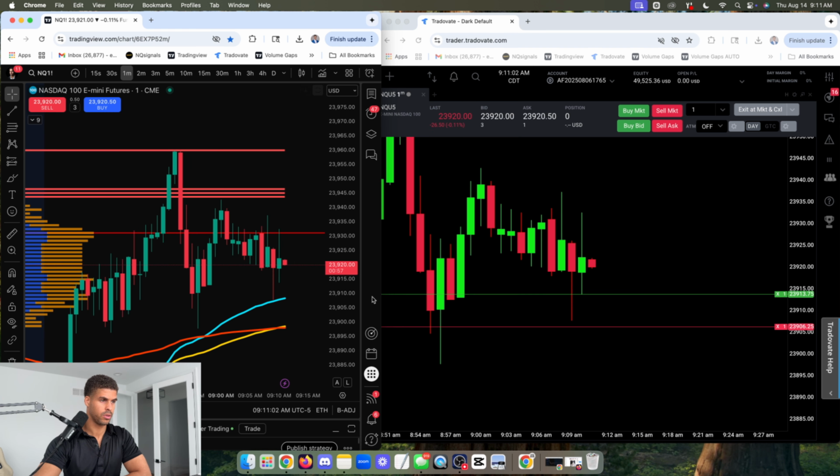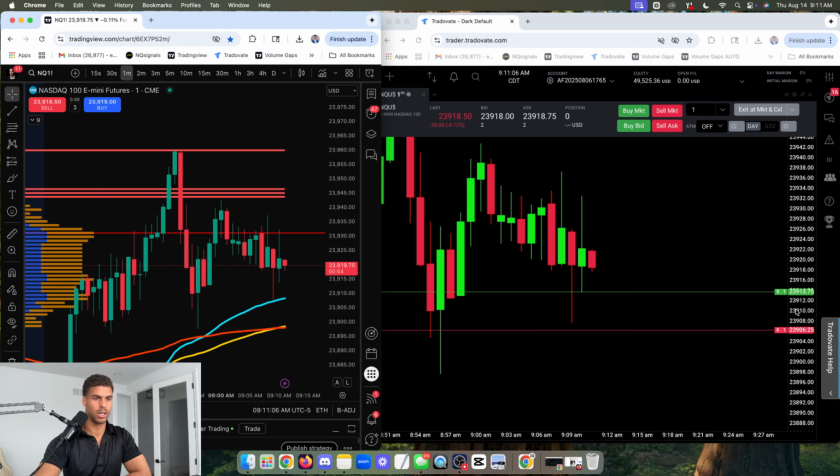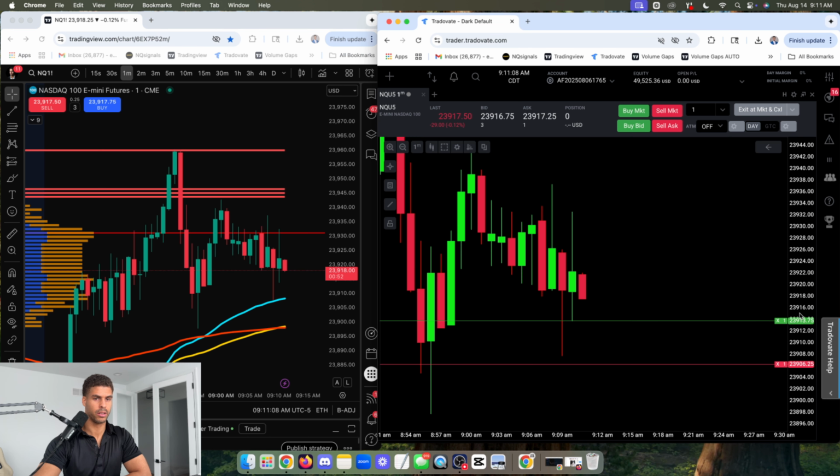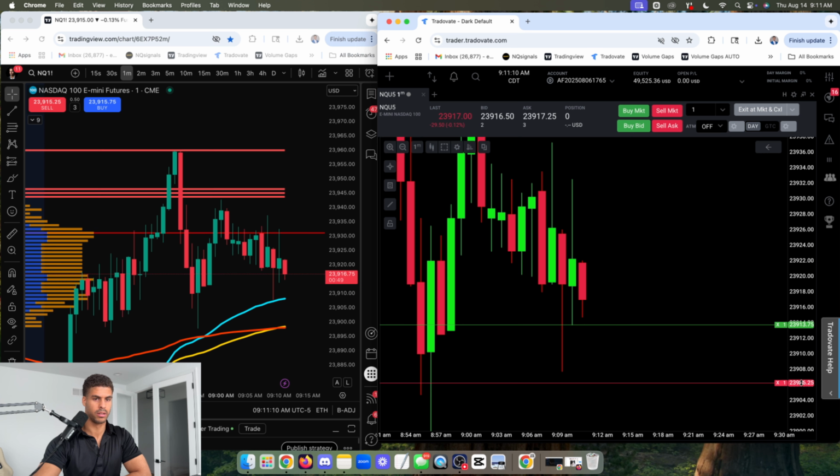All right, 19 points. So let's see, we have price making these lows, big pop. Making these lows, big pop. So let's see if we get a new low here, and let's see if we get a pop, or at least a retracement. Let's see what we got here.